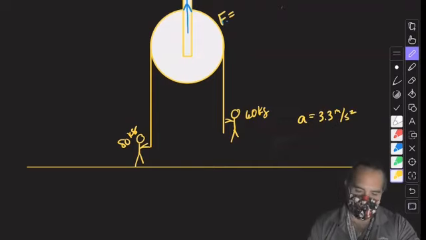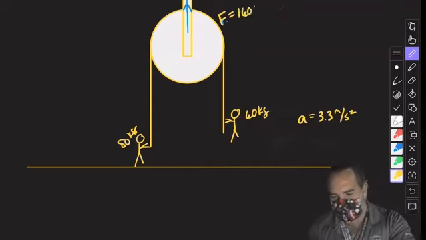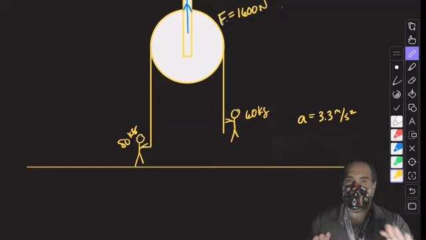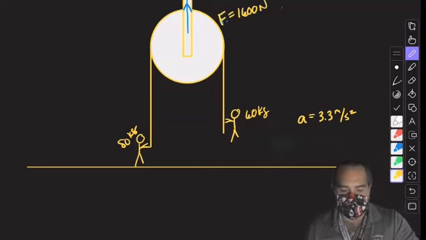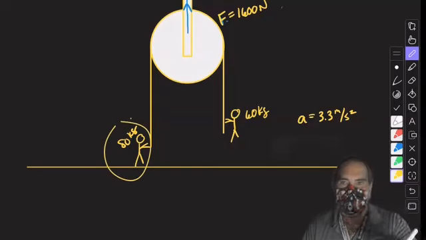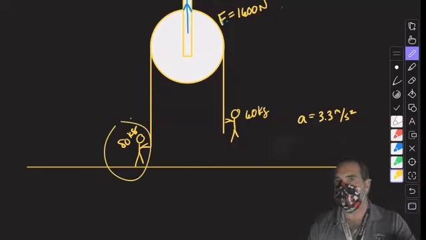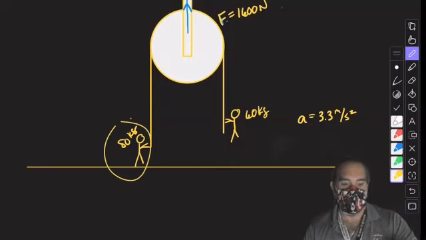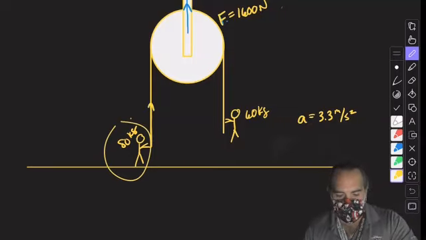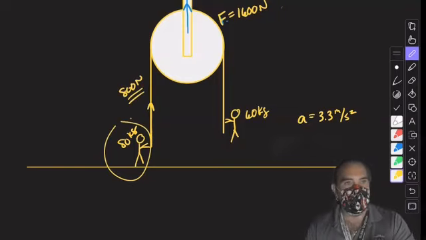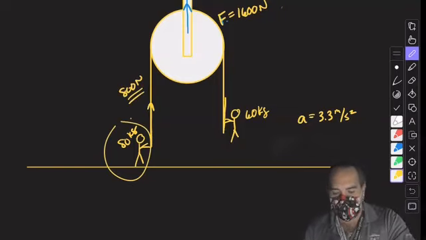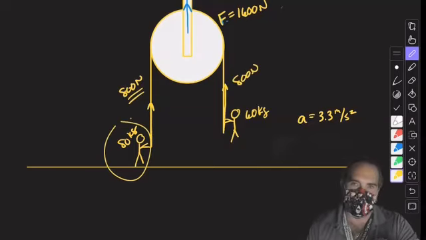Matt? 1600. Look, don't think too deeply about this. If I want to lift him up off the floor, I need 800 newtons of force because he has a weight of 800 newtons. That means the upward force on him must be 800 newtons. That's tension. The only way that happens is if this guy applies a force equivalent to 800 newtons of tension into the rope.